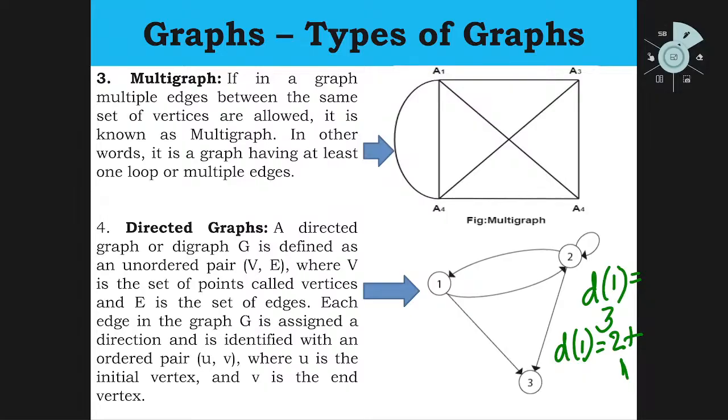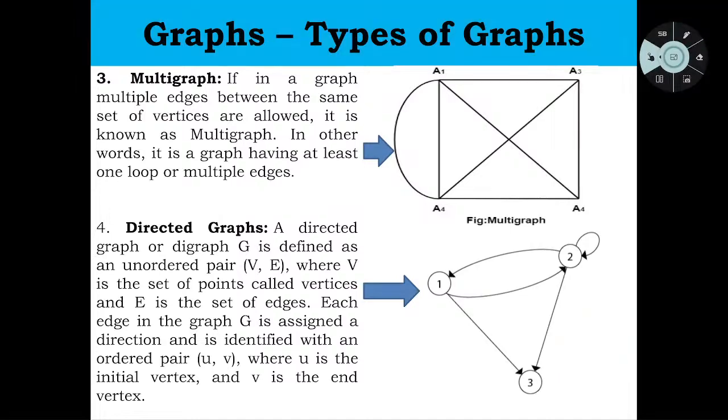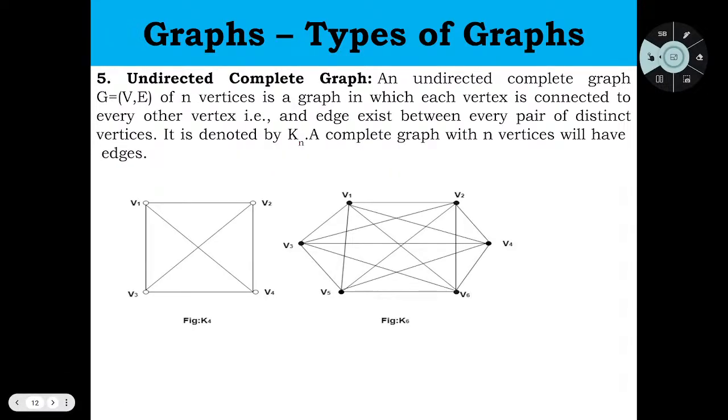Is that clear? Next, what is the degree of 3? Degree of 3 is 2. How many in degrees are there? 2 in degrees. There is no odd degree. Is this clear? Any doubt here? Next one.